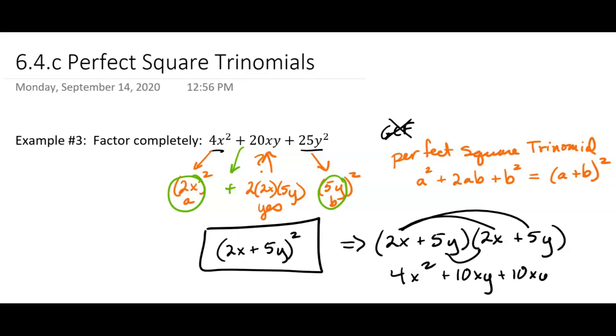It'll help you become more familiar with it. And then you get the 25y squared. So yeah, this checks. This is just the check. Okay. That was a perfect square trinomial.